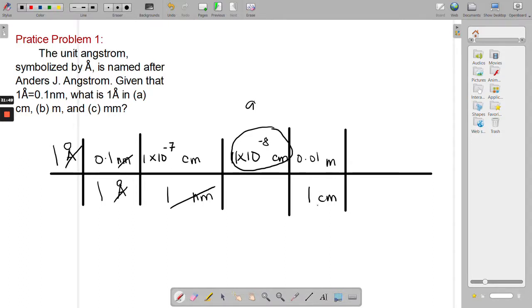We're going to cancel centimeter and multiply 1 times 10 raised to negative 8 by 0.01, and that's 1 times 10 raised to negative 10 meters. So that is our answer for B.